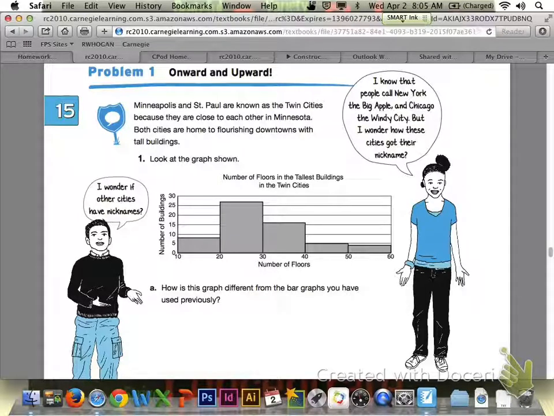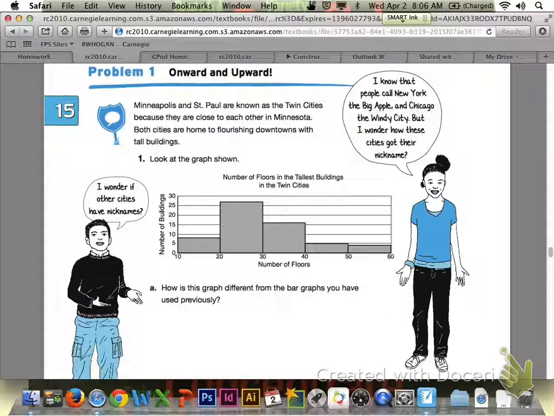Hi class, in 15.4 we are going to be talking about histograms. So if you turn to page 1038 and take a look at problem number 1 titled Onward and Upward, let's take a look at the top. It says Minneapolis and St. Paul are known as the Twin Cities because they are close to each other in Minnesota. Both cities are home to flourishing downtowns with tall buildings.